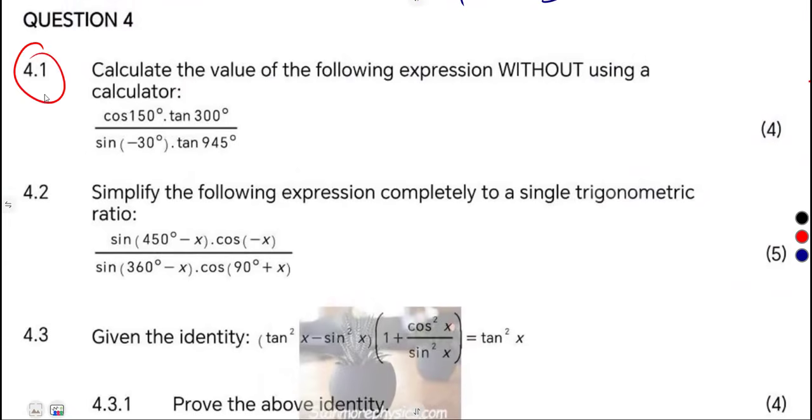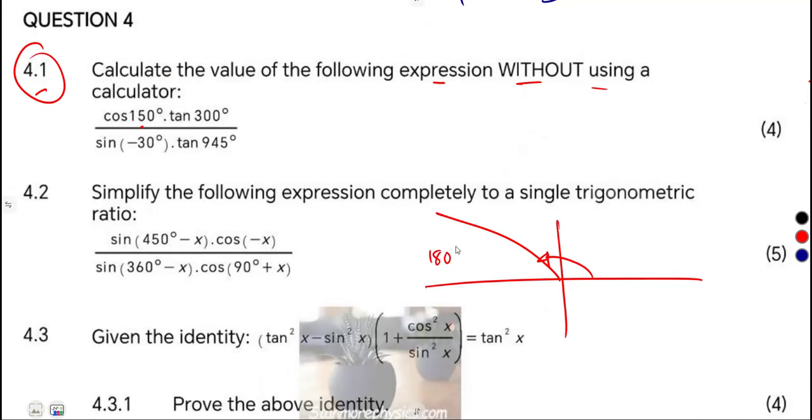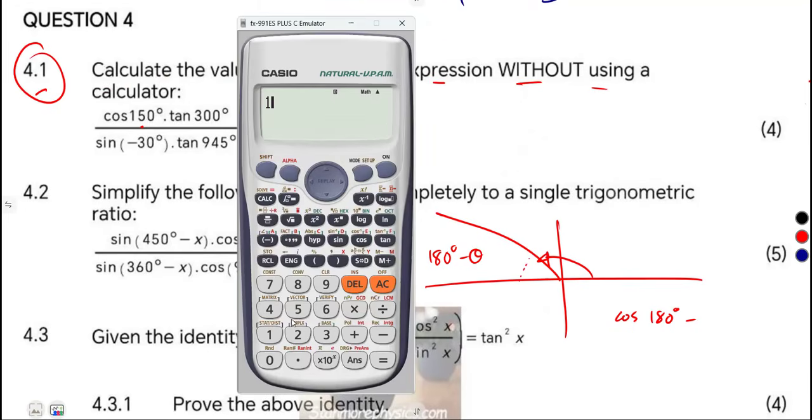So, question number 4. On 4.1, calculate the value of the following expression without using a calculator. So also try to reduce where possible the cos of 150 degrees. We know that is going to lie in the second quadrant. These angles are written as 180 minus theta. So it is going to be the same as the cos of 180 degrees minus our theta, being the acute angle. So 180 minus 150 is what?